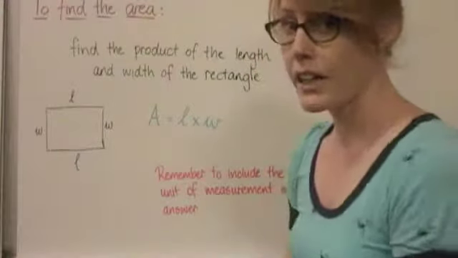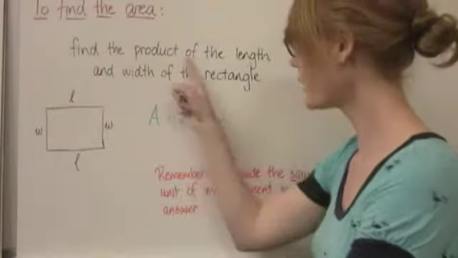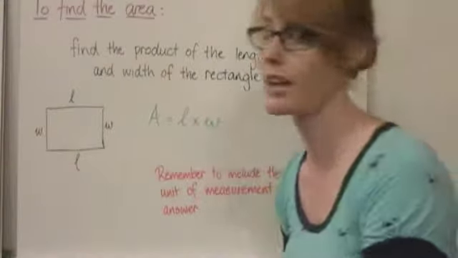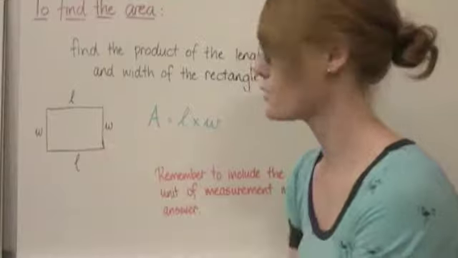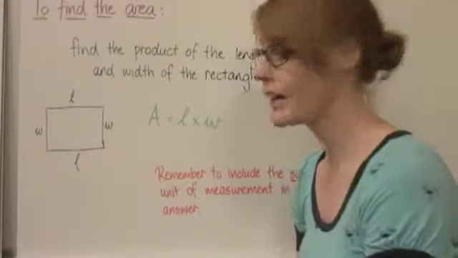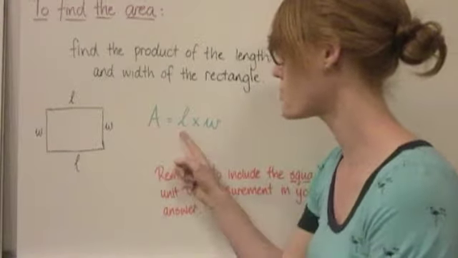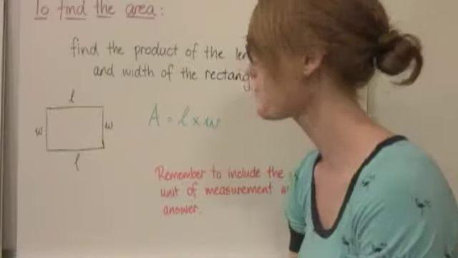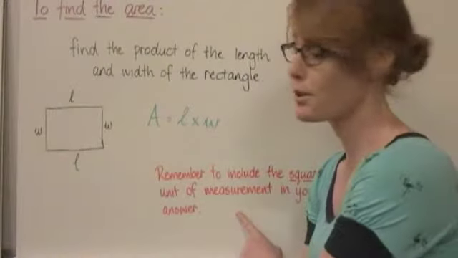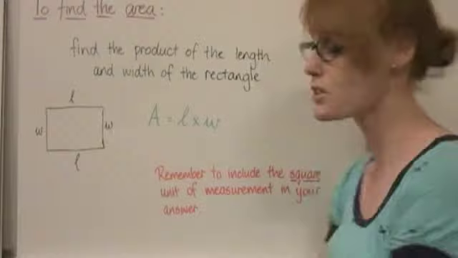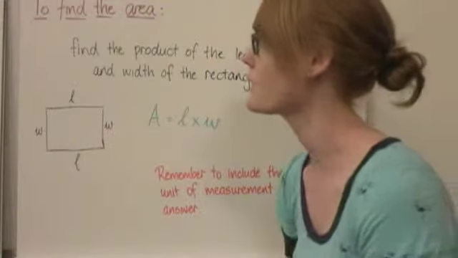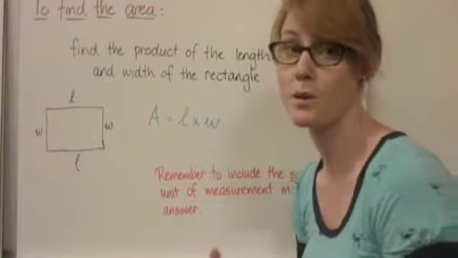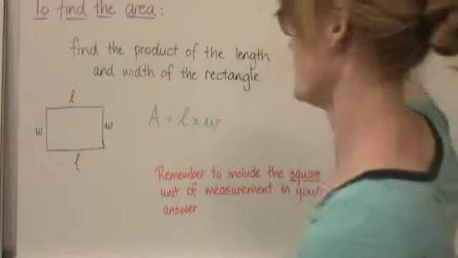To find the area of a rectangle, we find the product of the length and width of that rectangle. So as we know, there are 2 lengths and 2 widths, but to find the area of that rectangle, we multiply the length by the width. Again, it's so important to remember to include the square unit of measurement in your answer for area, because with area, we're talking about how many square units are covered.